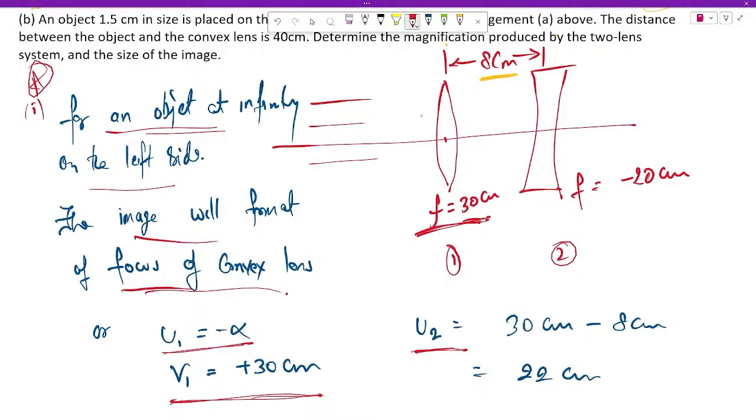So 30 centimeter from this direction would be somewhere here. Now the distance of this image, which will act as an object for this concave lens, will be 30 minus 8, that will be equal to 22 centimeter. So for this lens, the object will be placed at 22 centimeter on the right hand side. So we can write u2 as 22 centimeter.